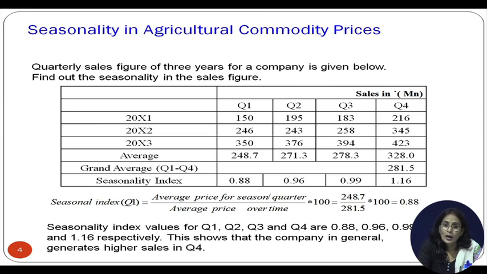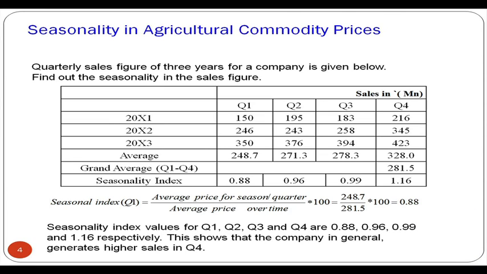So as compared to Q1, Q2 and Q3, if we compare which are the two quarters which have a seasonality, you will have Q4 and Q1. And how do we represent this 1.16 or 0.88? Quarter four sales are 16% higher than the yearly average.